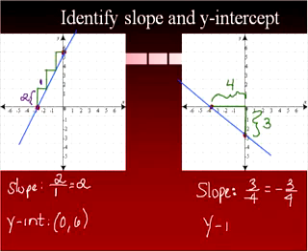And then my y-intercept here, we can easily tell from looking at the graph, the point where it crosses the y-axis is at negative 3. So it's 0, negative 3 for my y-intercept.